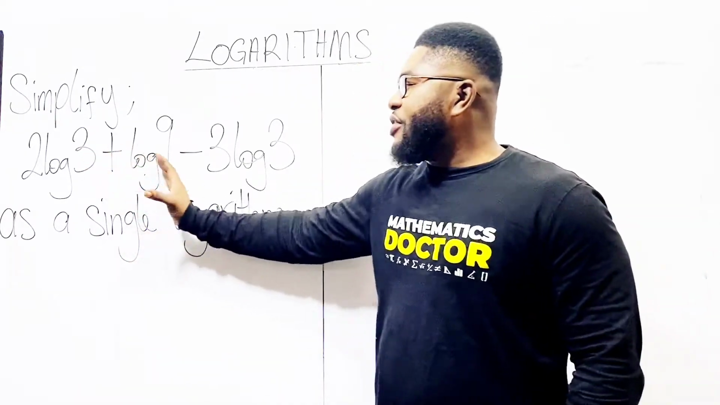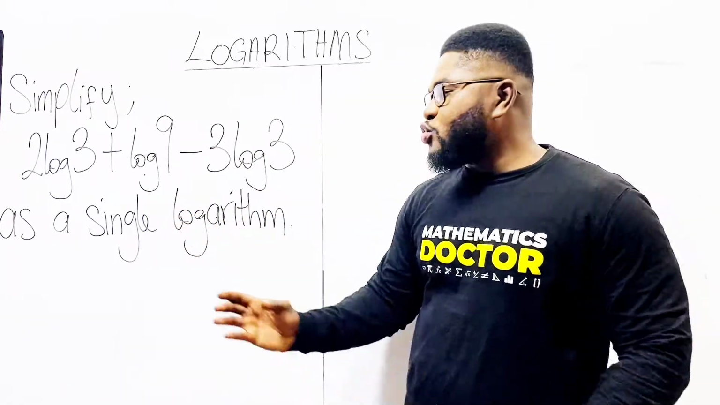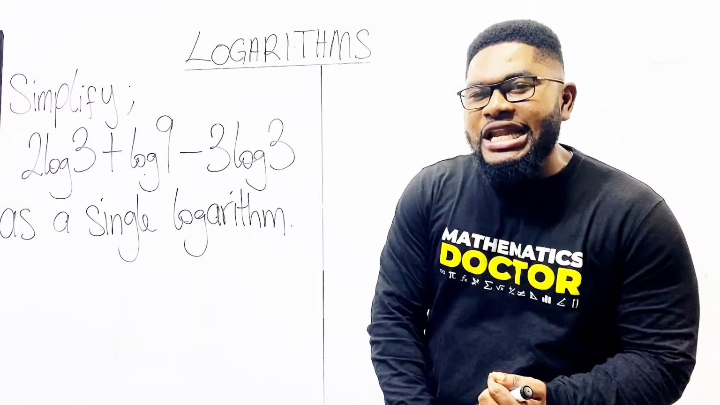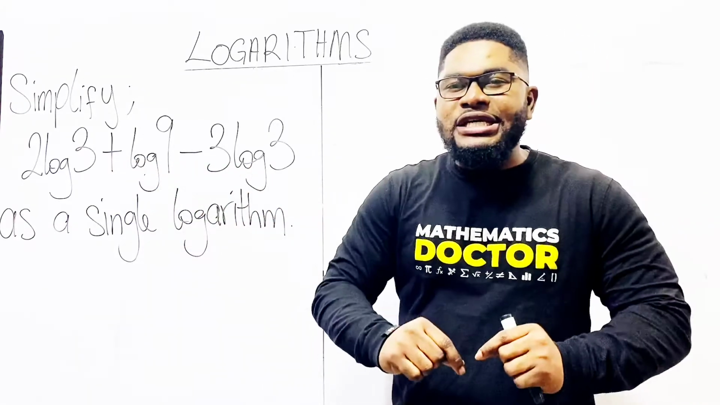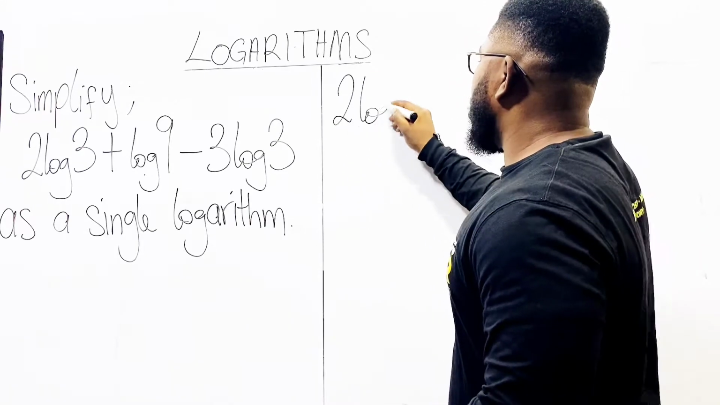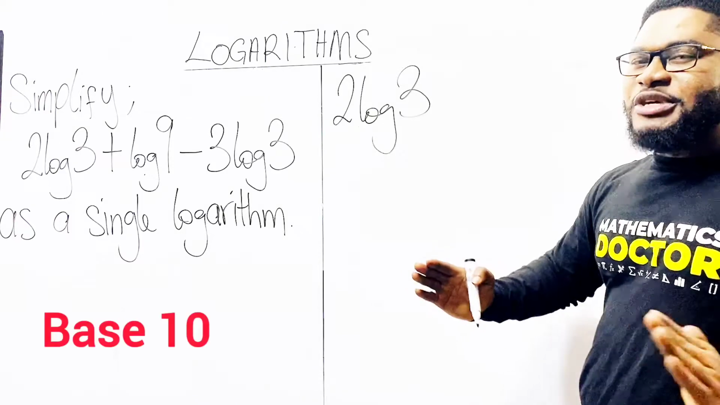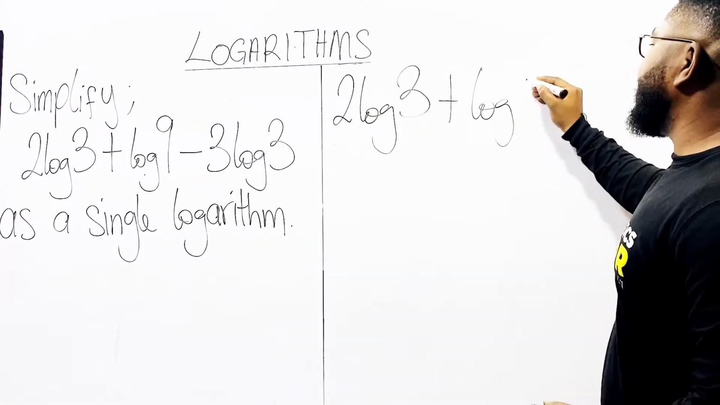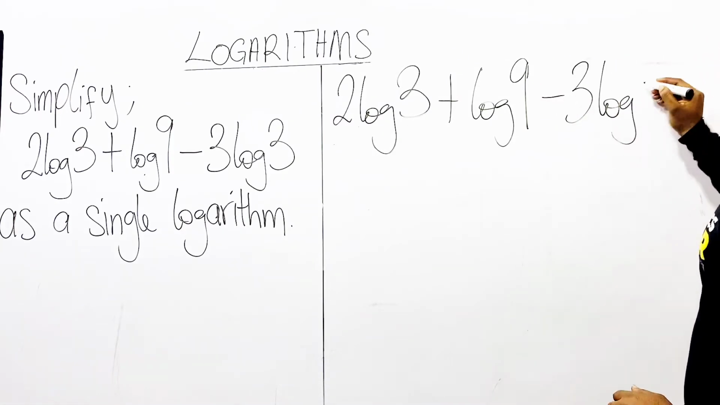There are 3 different logarithm terms here, and we have been asked to simplify or reduce them into a single log. So we have to do that with the properties and the laws of logarithm. This log has no base, meaning the base is base 10. Let us rewrite it well. So we have 2 log 3. You can put your base 10 or leave it without a base. No base means base 10. So let's continue. Plus log 9 minus 3 log 3.